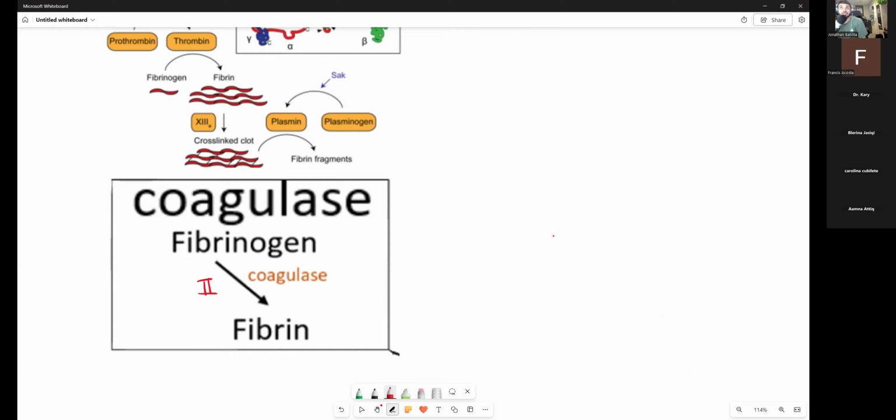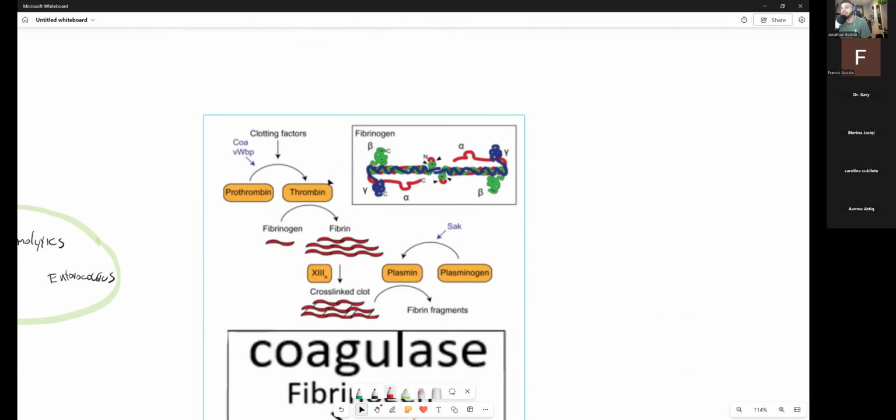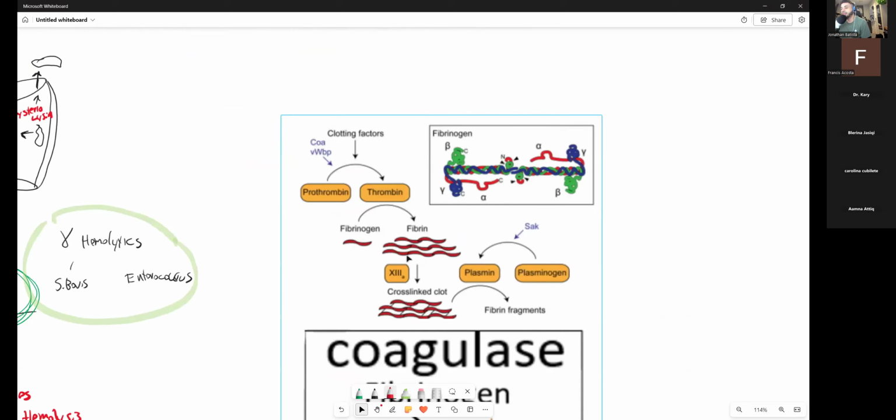Remember that? Yes, D dimer is a derivative. You end up making it automatically. Look, whenever you make it, you'll notice that you're going to make fibrin fragments. It just happens naturally.